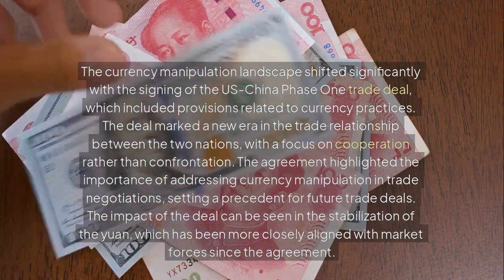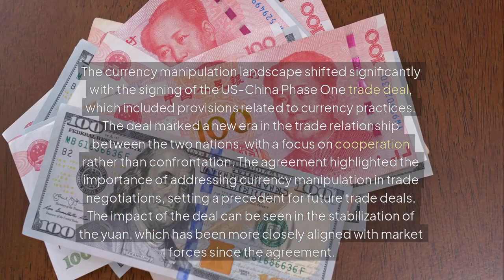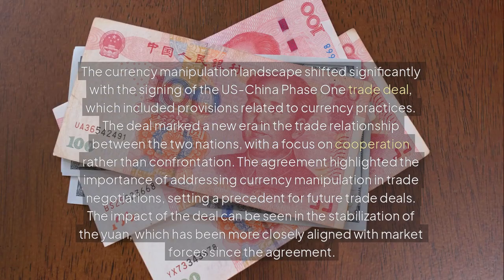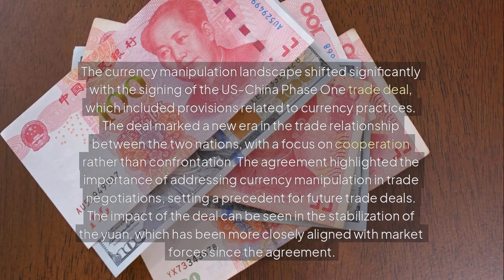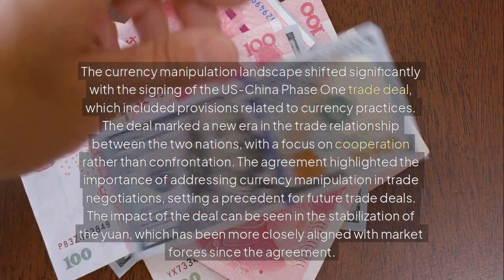The agreement highlighted the importance of addressing currency manipulation in trade negotiations, setting a precedent for future trade deals. The impact of the deal can be seen in the stabilization of the yuan, which has been more closely aligned with market forces since the agreement.